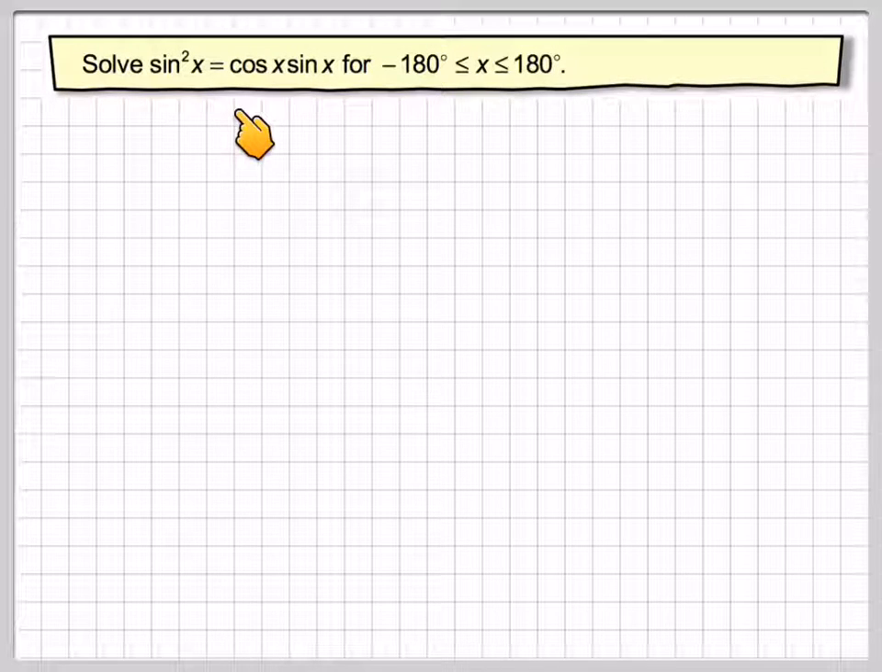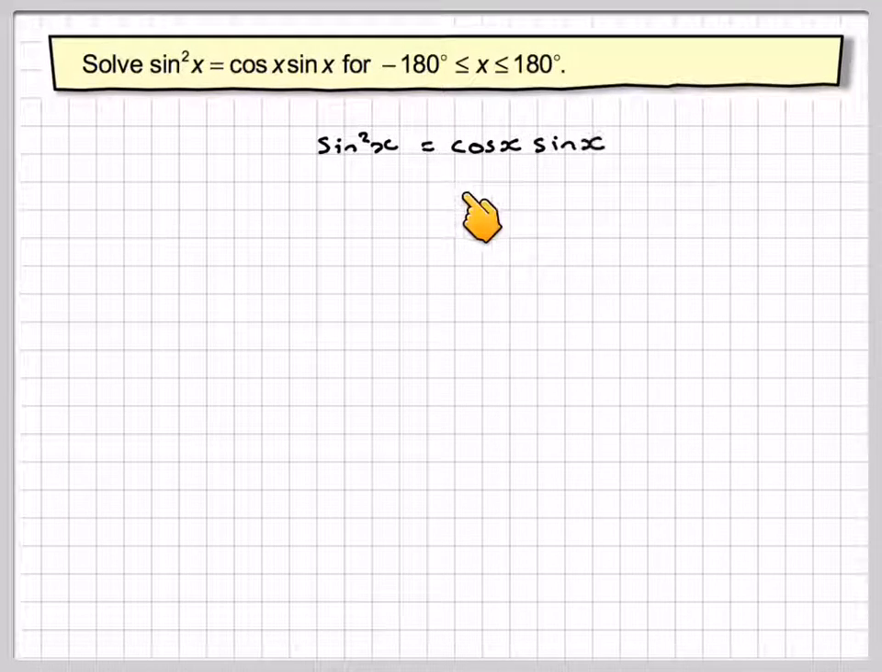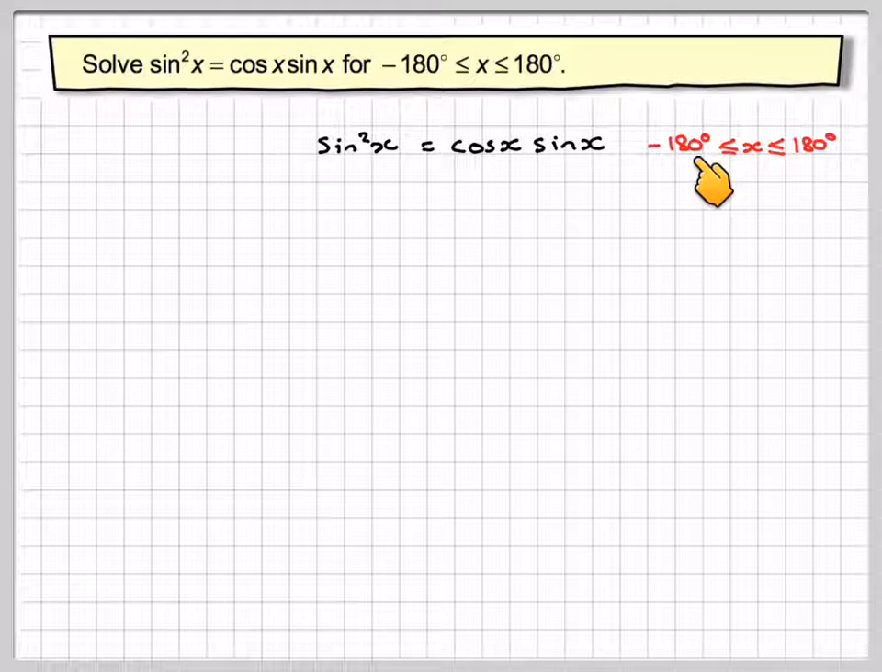Solve sine squared x is equal to cos x sine x for x being between minus 180 and 180 degrees. Right, so we've got sine squared x is equal to cos x sine x. And very, very importantly, we'll write this down here, we're solving it between minus 180 and 180 degrees.